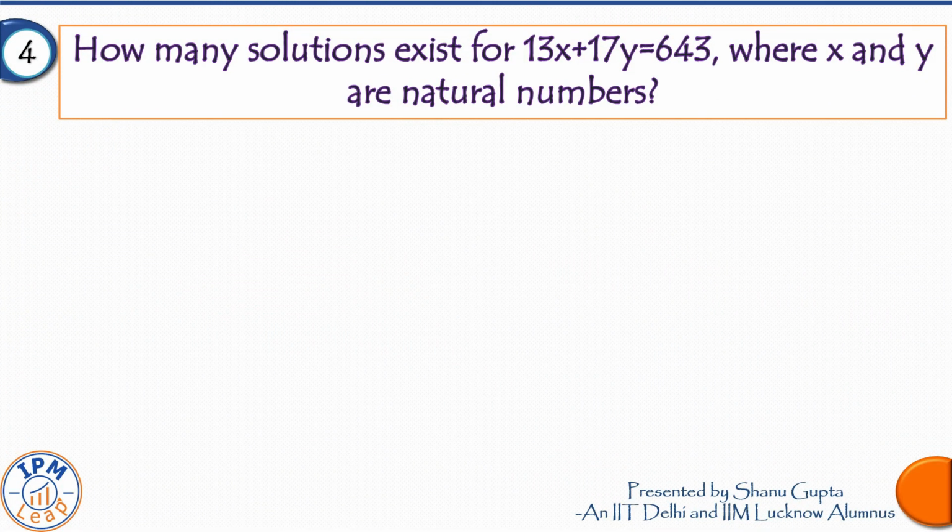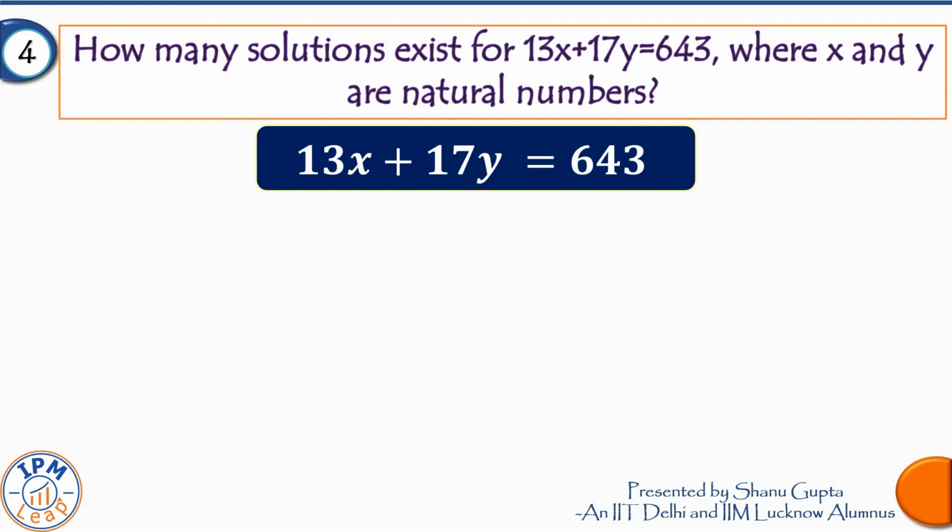And now comes the killer question. As I mentioned earlier, if you have large coefficients for the variables, like in this case we have 13 and 17, you might need many iterations even for the initial solution. And this question is an example of that. Following the proper method for solving special equations is even more advisable here for such questions.